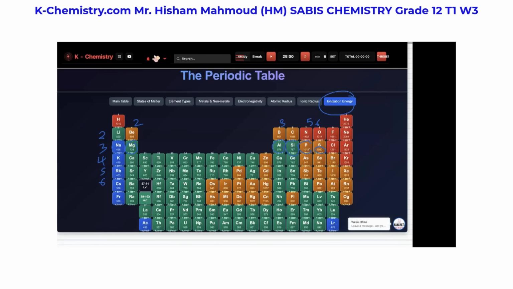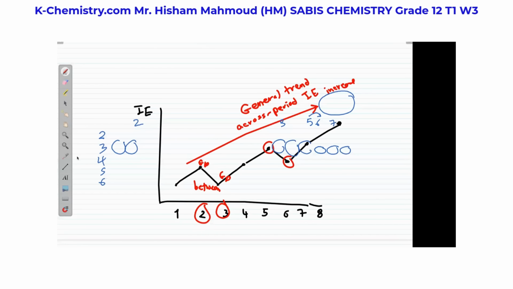Then it dropped again from 5 to 6. Then it goes back from 6 to 7 to increase again. And then of course the last one is the highest one, the noble gas. So only in these two places is there a drop rather than an increase. The question is asking you, why is this?